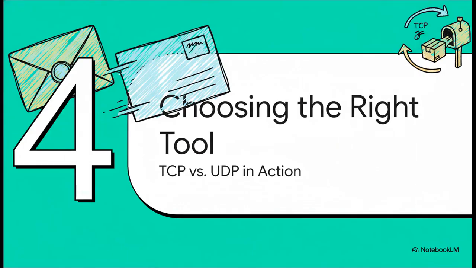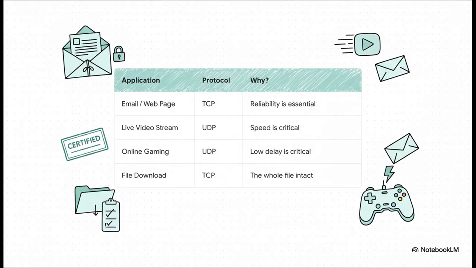Okay, so you're probably thinking, why in the world would anyone use a delivery service that isn't reliable? And that's a great question. But it turns out that for a lot of things we do online, speed is way more important than perfect 100% reliability. Let's look at some real-world examples. This is where you really see the trade-offs.